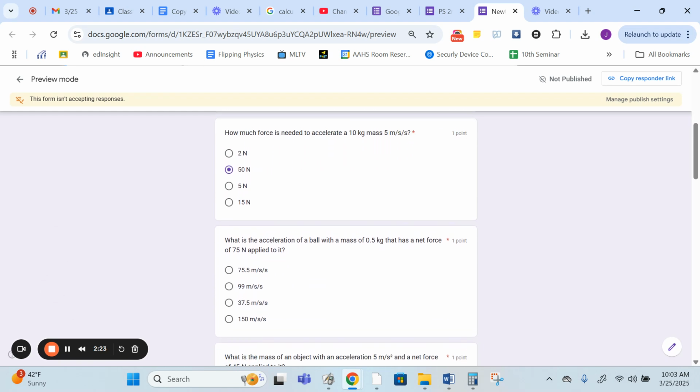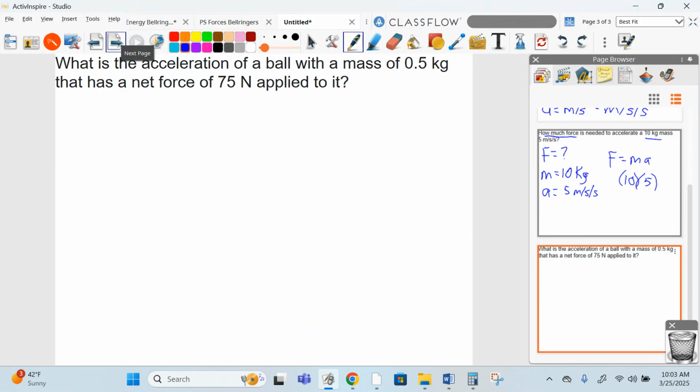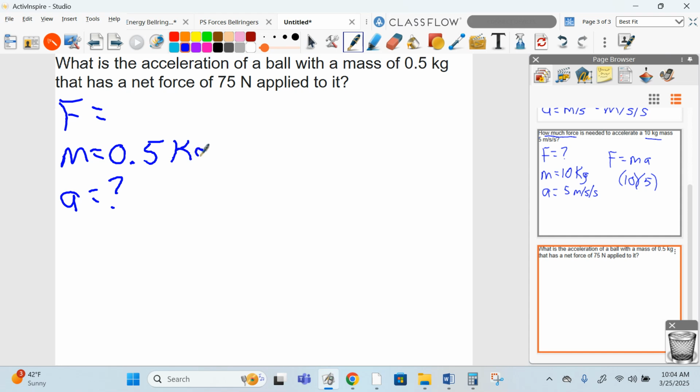As I take a look here at number 2, what is the acceleration of the ball with a mass of 0.5 kilograms that has a net force of 75 newtons applied to it? Again, I'm trying to find F, m, a, identify my variables. What is the acceleration? That sounds like a question. A mass of 0.5 kilograms. Mass is 0.5 kg. And has a net force, 75 newtons applied to it. I want to find a.